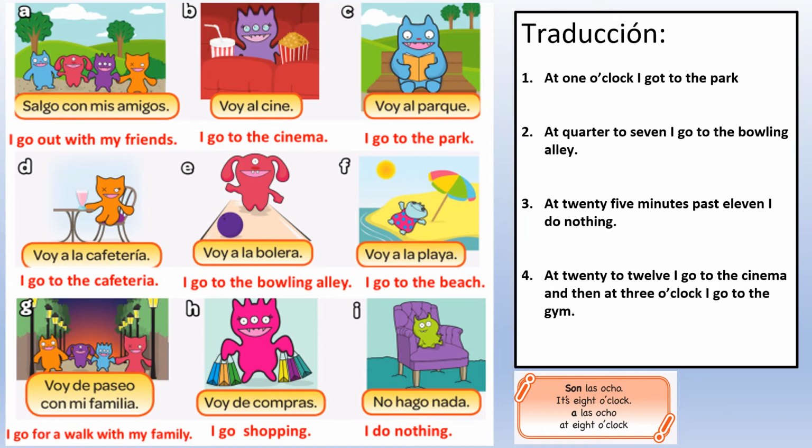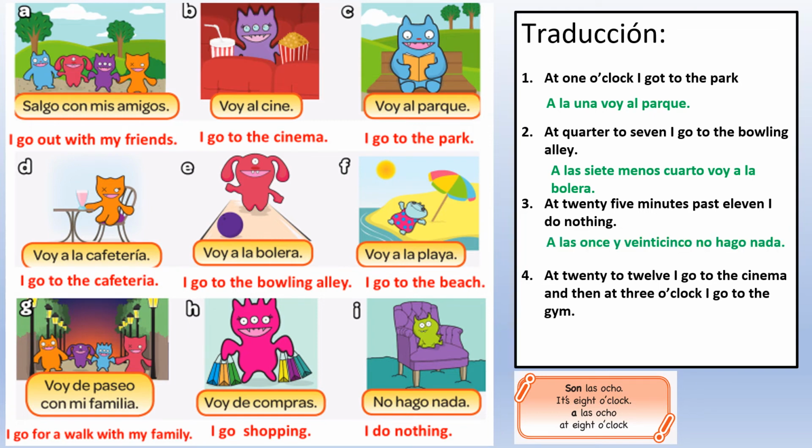Las respuestas. At 1 o'clock I go to the park. A la una voy al parque. At quarter to 7 I go to the bowling alley. A las 7 menos cuarto voy a la bolera. At 25 minutes past 11 I do nothing.